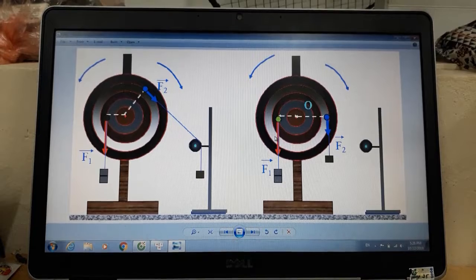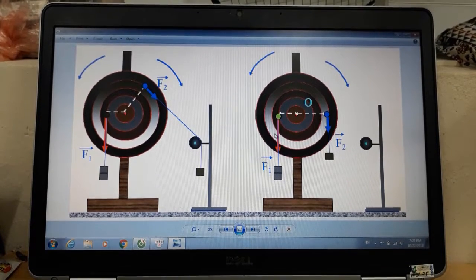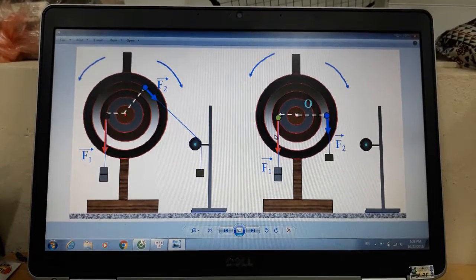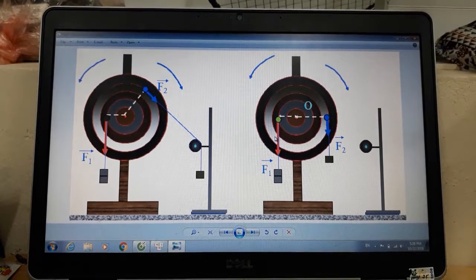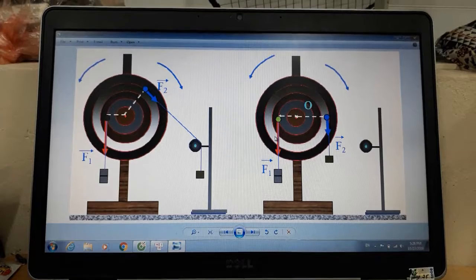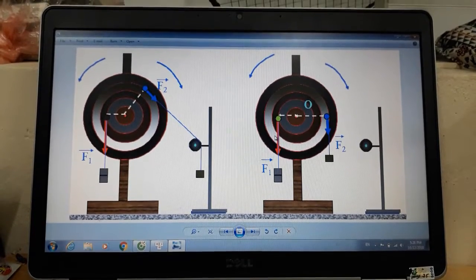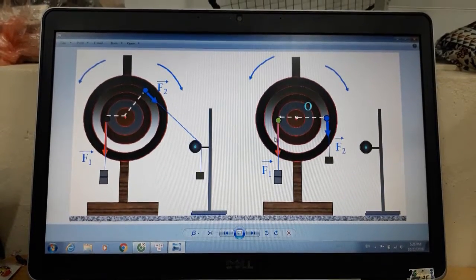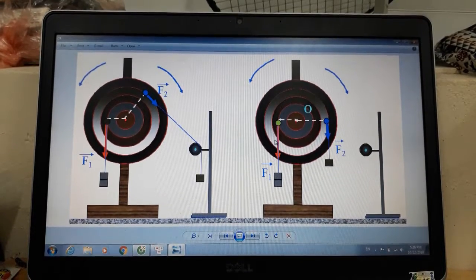In conclusion, the result of this experiment shows that the rotation effect of a force is determined by the formula M equals F times D, with F the magnitude of the acting force and D the arm, that is, the distance from the axis of rotation to the straight line passing through the force vector.